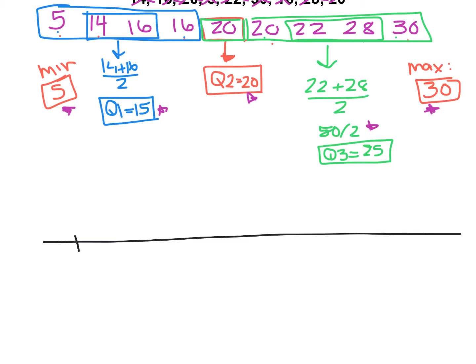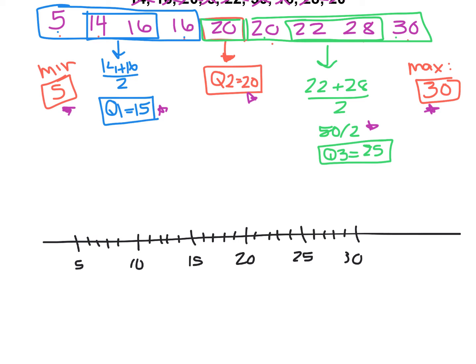So here I'm going to have my 5, 10, 15, 20, 25, 30. So I'm going to label those that way. And then if you want to draw your little tick marks in between, it would be 6, 7, 8, 9, 11, 12, 13, 14, 16, 17, 18, 19, so on and so forth. You can do that as well.